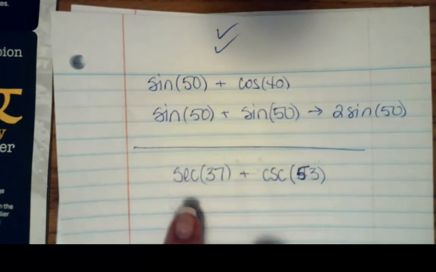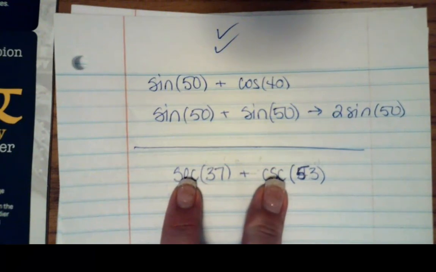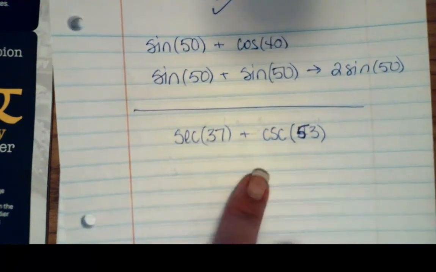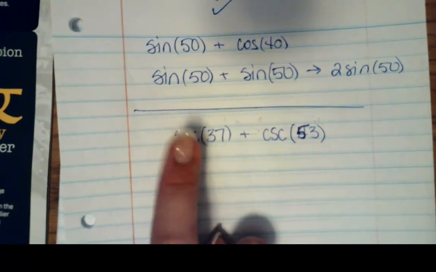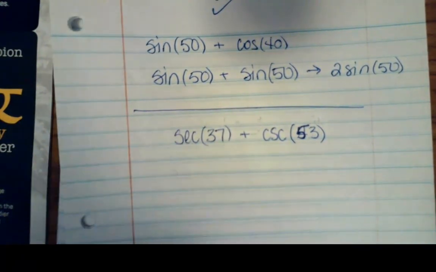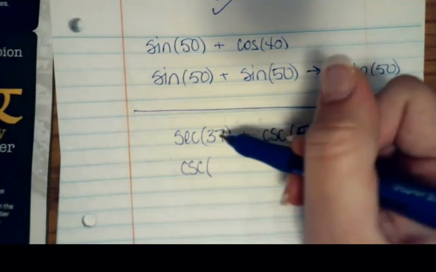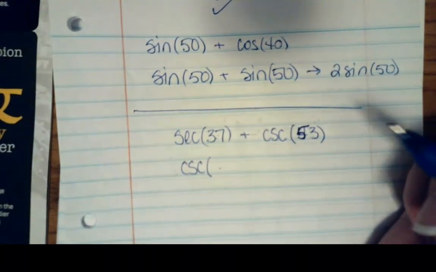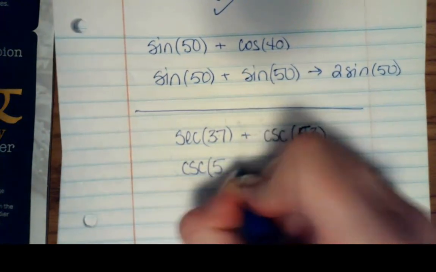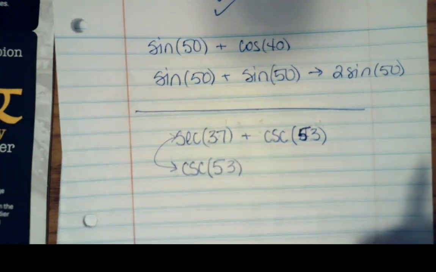Look at check mark number 2. Are these cofunctions? Yes, they are. This is secant and cosecant. So what that allows me to do, and I'll change this one this time because it really doesn't matter. What is the cofunction of secant? The cofunction of secant is cosecant. And then what is the complement of 37 degrees? It just so happens to be 53. So I can change these things. I can flip-flop them out.